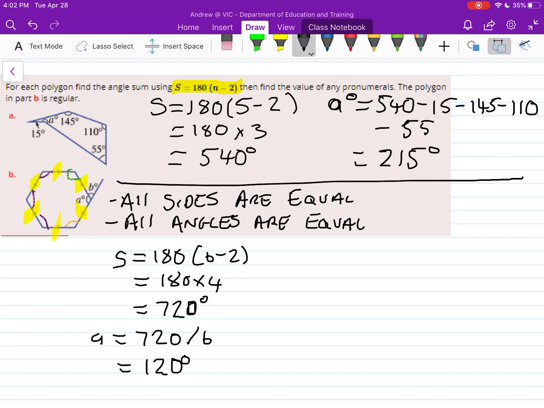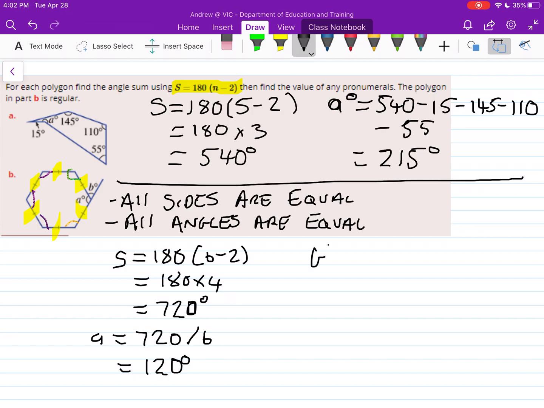There was not much information given in that question, but it is still relatively easy to figure out once you break down what information they've given you and what that actually means. Okay, so for our next part, we still haven't finished this. We've got to find B as well.